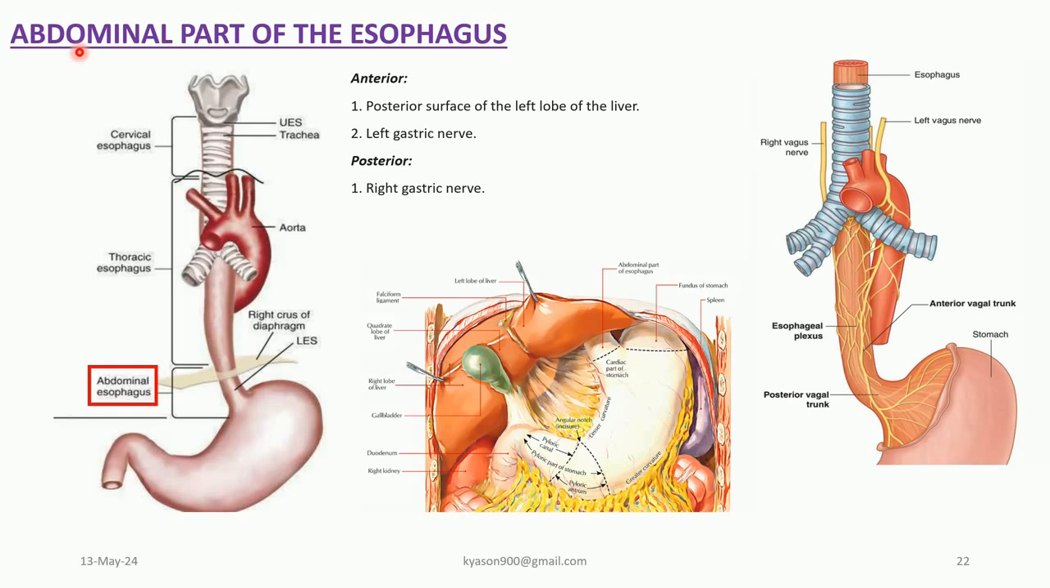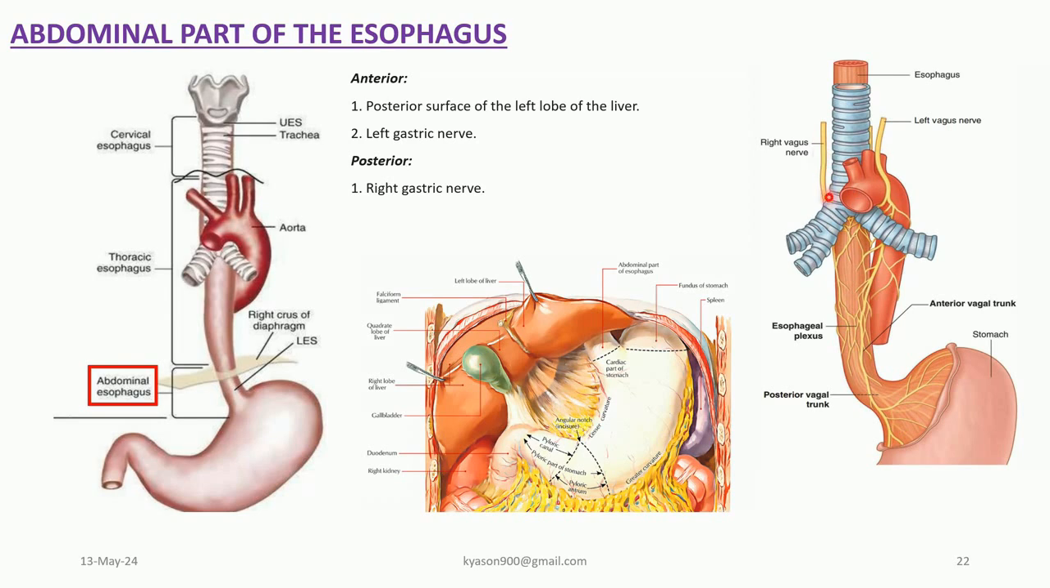The abdominal part of the esophagus is very small, about 1 to 2 centimeters, very short, and posterior to it we shall have what we can call the right vagal trunk. But to make that clear, I want you to look at this image. Remember, we have the two vagus nerves. We have the right and the left.